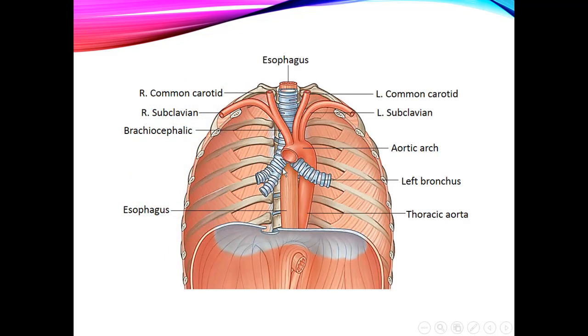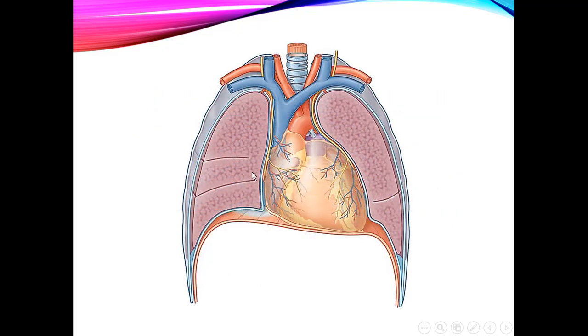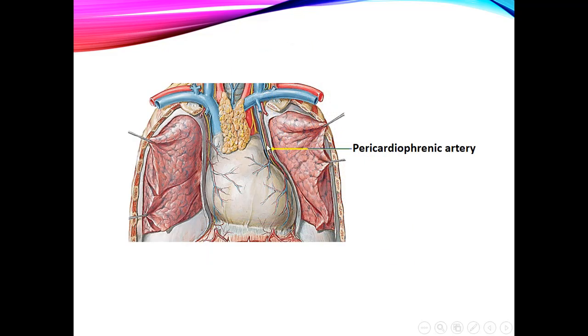Posteriorly it is related to these structures: the descending aorta or thoracic aorta, the esophagus and the bronchi. And laterally, the fibrous pericardium is related to the lungs and pleura, to the phrenic nerves, and also to the pericardiophrenic arteries or pericardiophrenic vessels. Here is the pericardiophrenic artery. The pericardiophrenic artery originates from the internal thoracic artery.